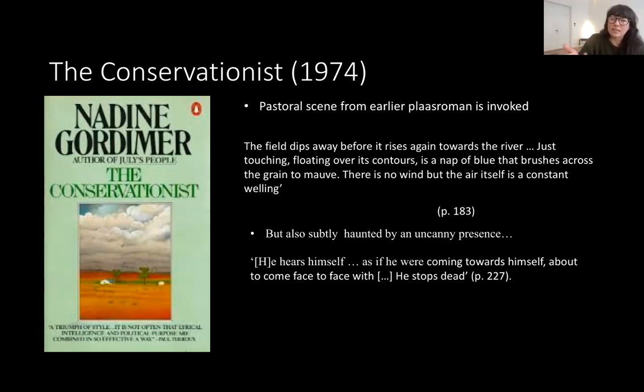One instance is where he's walking again through the same pasture where he feels himself fragmenting. The line is, he hears himself as if he were coming towards himself, about to come face to face with, and then it trails off. That's her ellipsis. He stops dead. Then around the same part of the text, actually, there are the farm workers' children. You learn that they don't go to this place anymore because there is something there, there's a presence there.